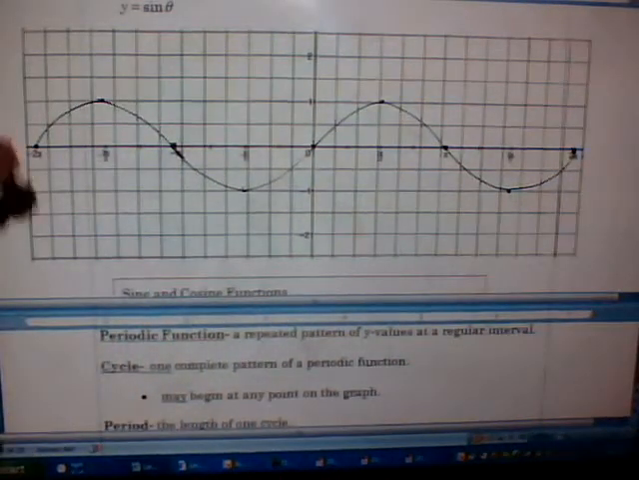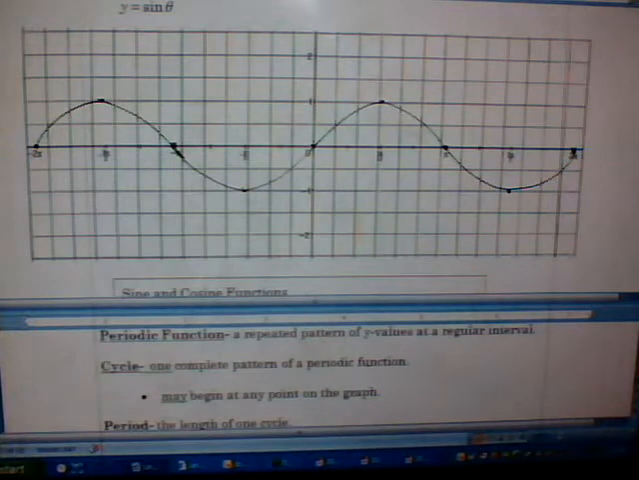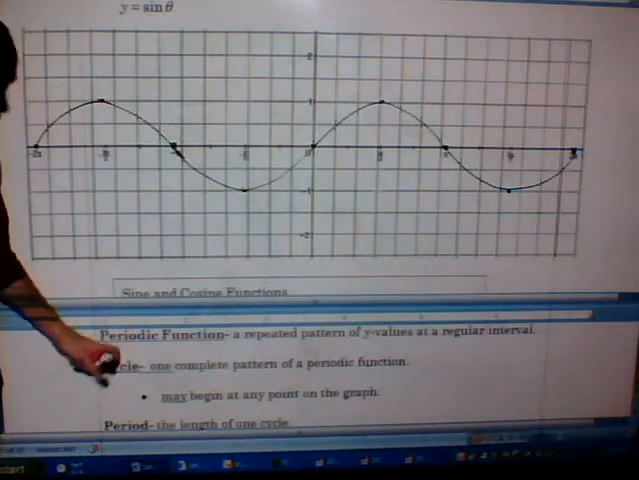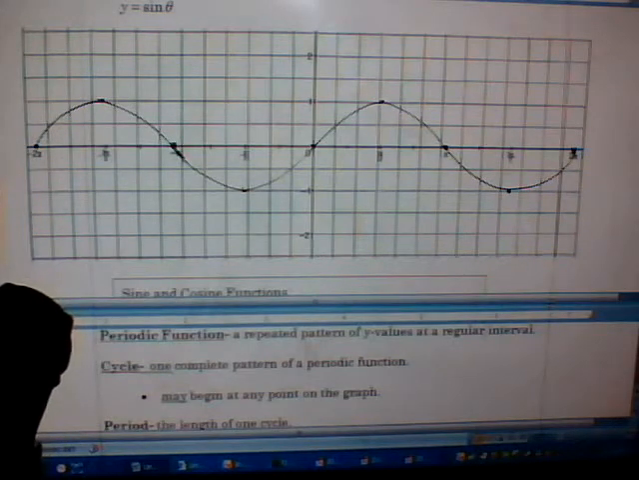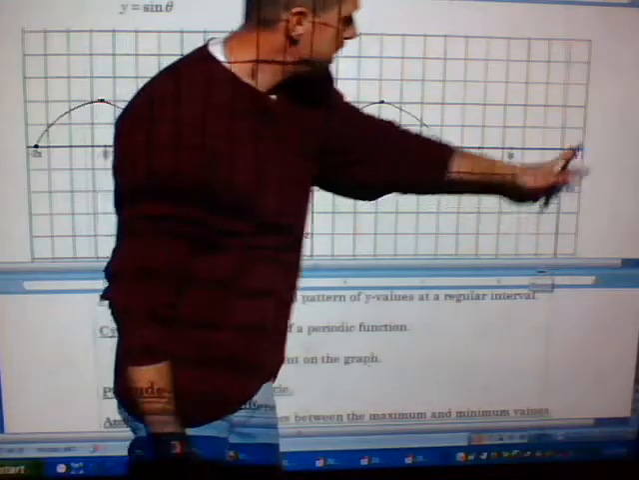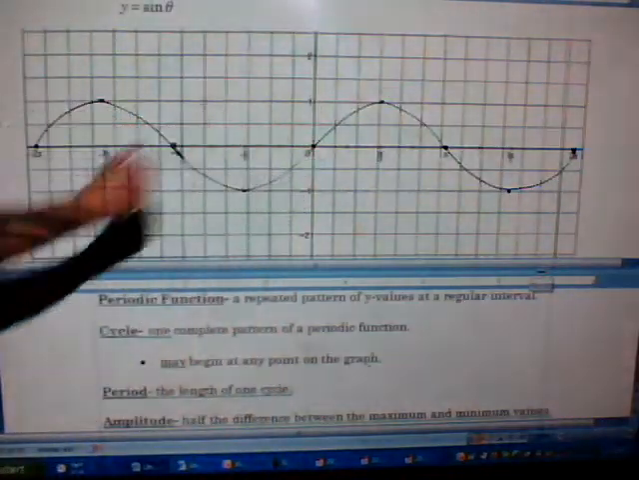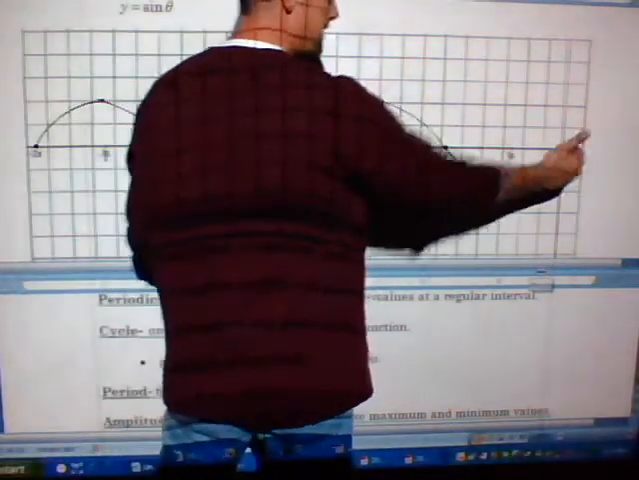All right, this here is again the sine graph, and the sine graph is something that we call a periodic function. A periodic function is a function that repeats y values again and again and again over the exact same period of time. You can see this is a regular interval. This length here is the same as this length there.